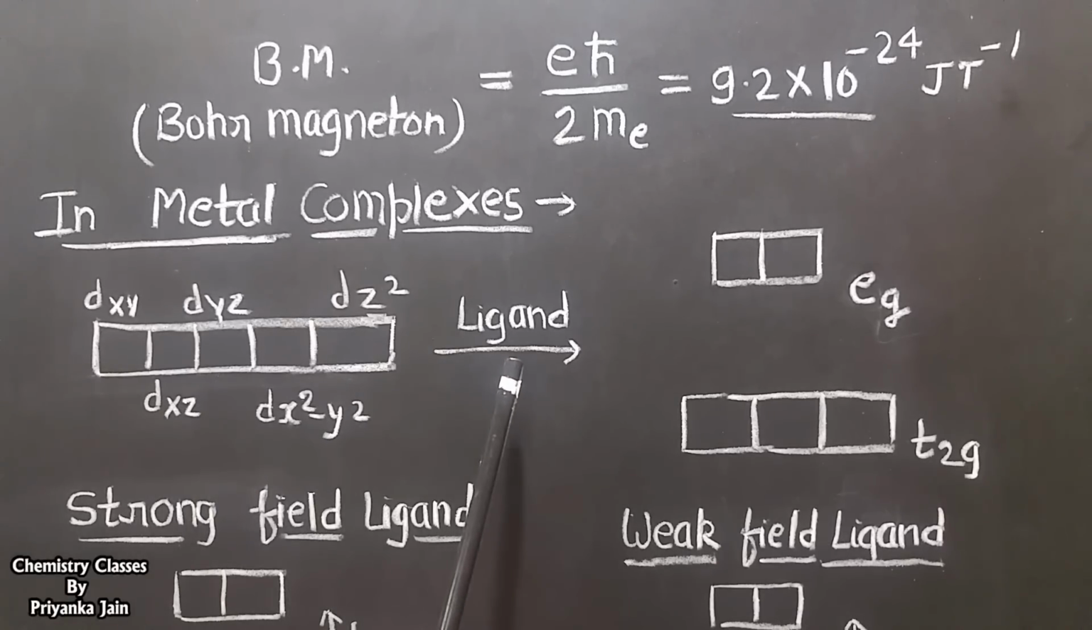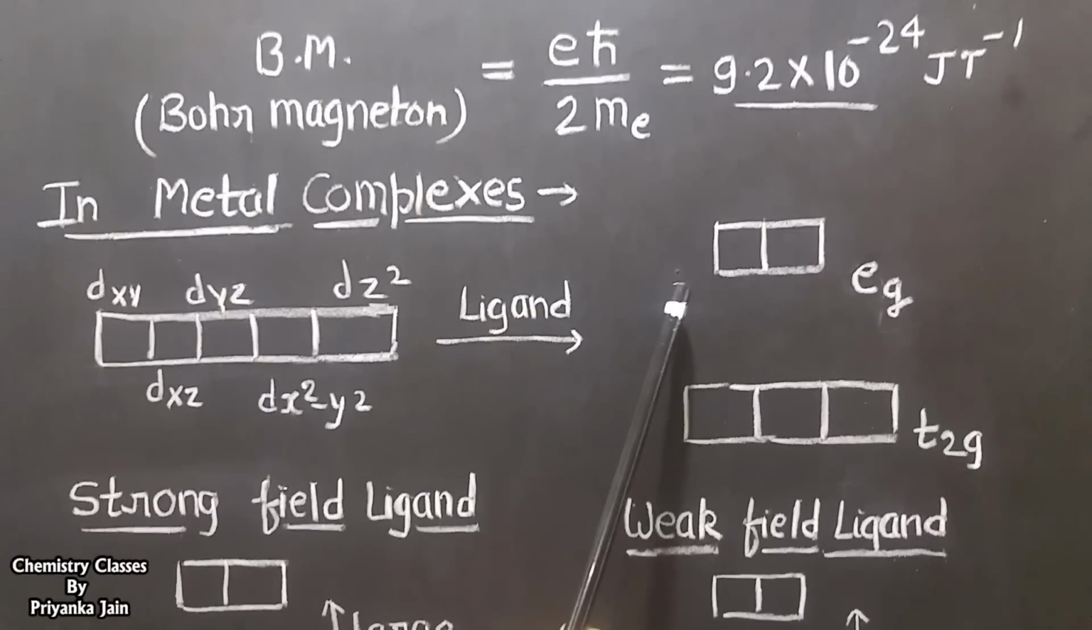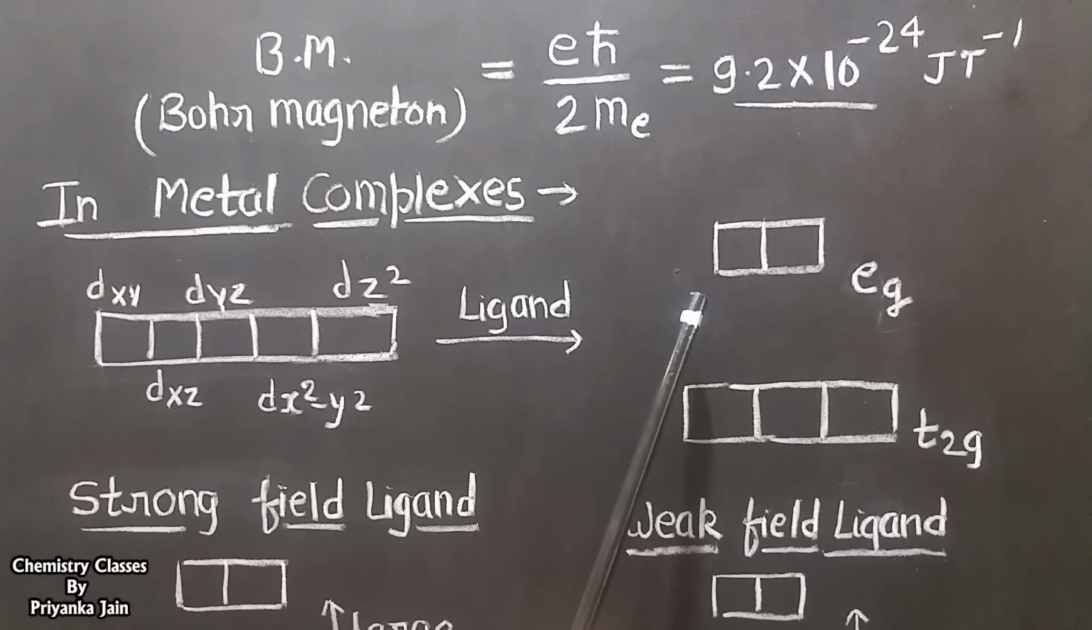But when the ligand is complexed with this metal, it means when the ligand comes near, the degeneracy of these 5 orbitals is removed. The 3 of these d orbitals, that are dxy, dyz and dzx, get lowered in energy, and these 3 are degenerate, so they are called t2g orbitals, while the other 2, that are dx square minus y square and dz square, get higher in energy, and this forms the eg set of the orbitals. So we get 2 different sets, that are t2g and eg, and there is a difference of energy between these 2 levels.